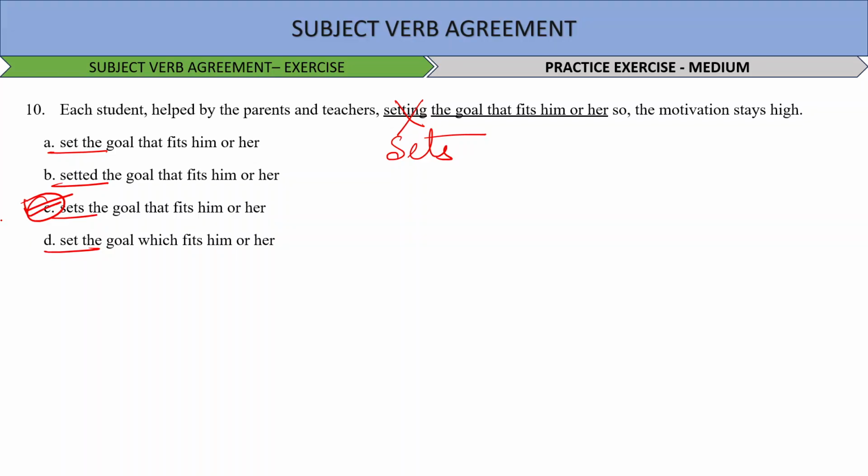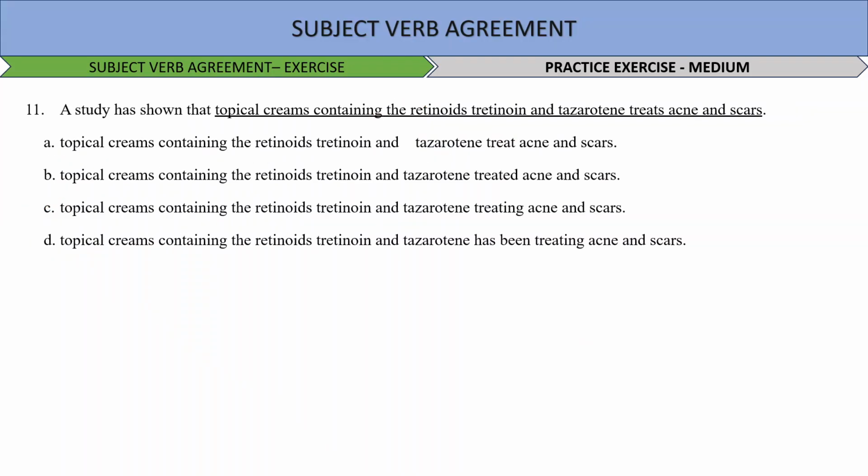Next question. A study has shown that topical creams containing the retinoids, tretinoin and tazarotene treats acne and scars. Okay, very interesting question. Now you see, we are talking about topical creams, right? So the verb must be in plural form. So because it should be in plural form, we should use treat and not treats, right? So where is this treat? Treat, treated, treating, has been treating. Definitely none of this is making an answer except option number A. This will be my correct answer. Okay.